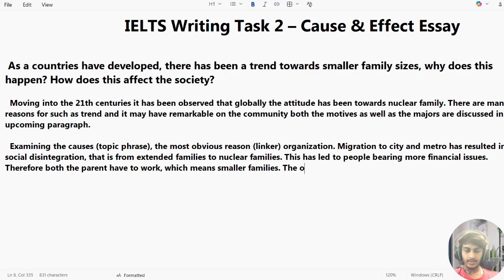The other valid reason is maintaining a good standard of living. This is the main point.